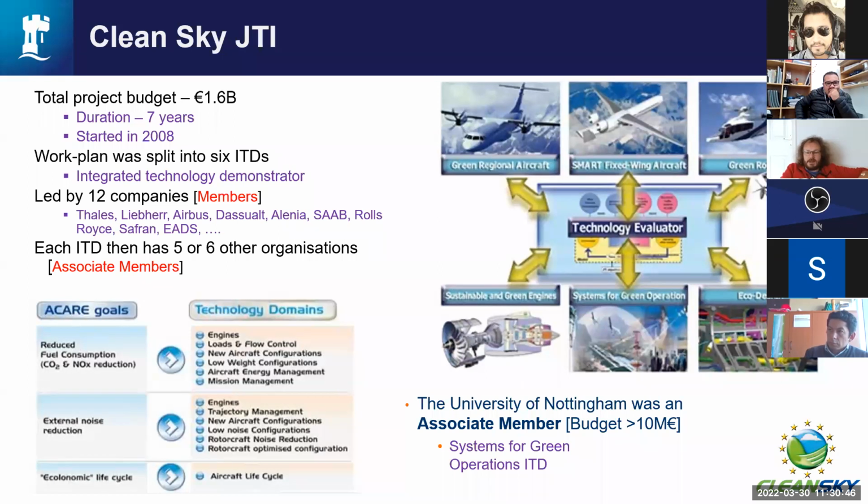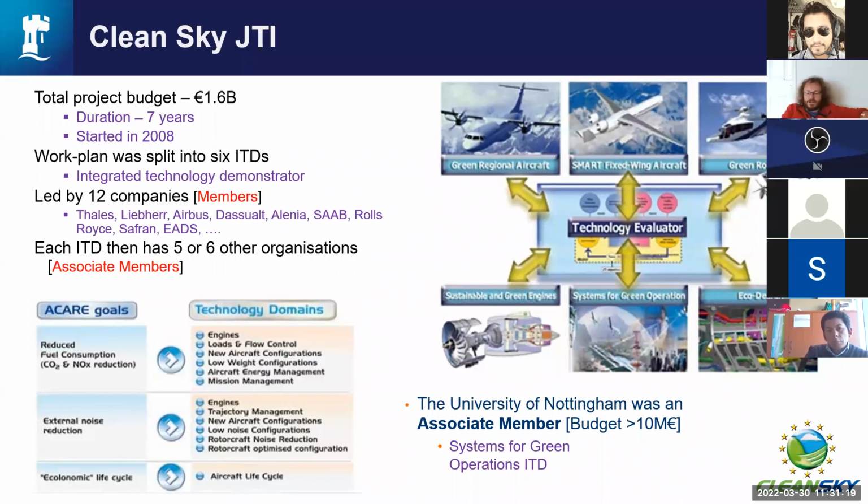So if we go back to 2008, they started investing 1.6 billion euros, and they were going towards the Akari Goals. So the Akari Goals was an aerospace industry set of goals looking at reducing fuel consumption, reducing emissions, and reducing noise from aircraft. We always forget about noise, but if you live near an airport, you don't forget about it. It's another emission from aircraft we have to remember.